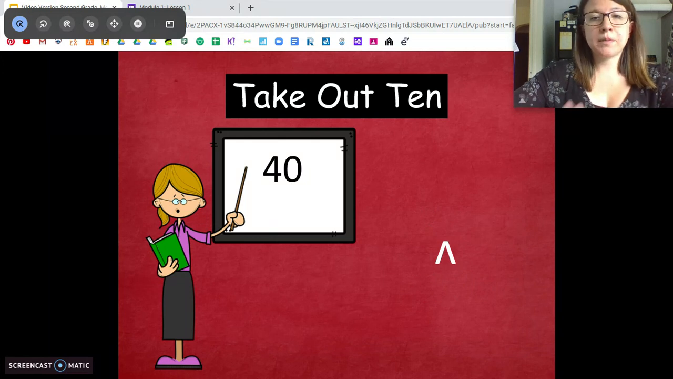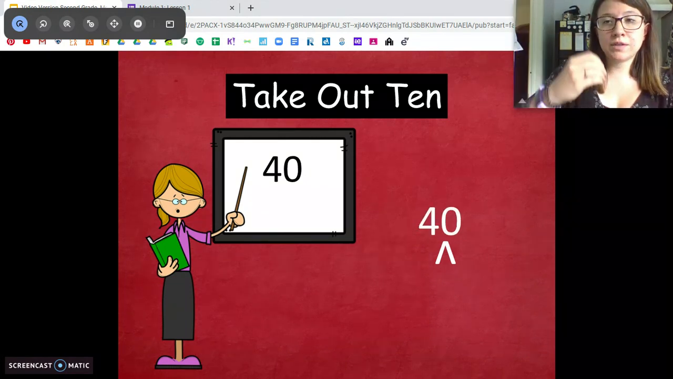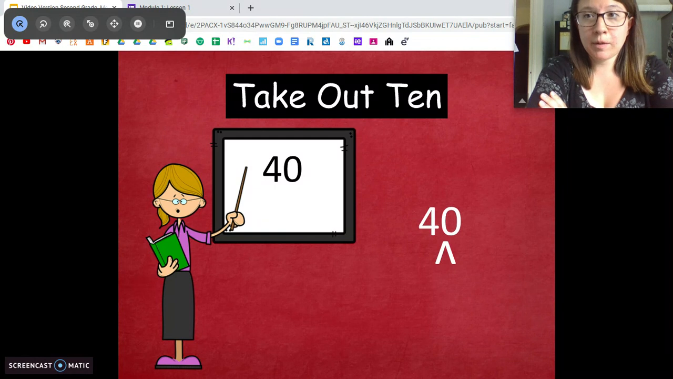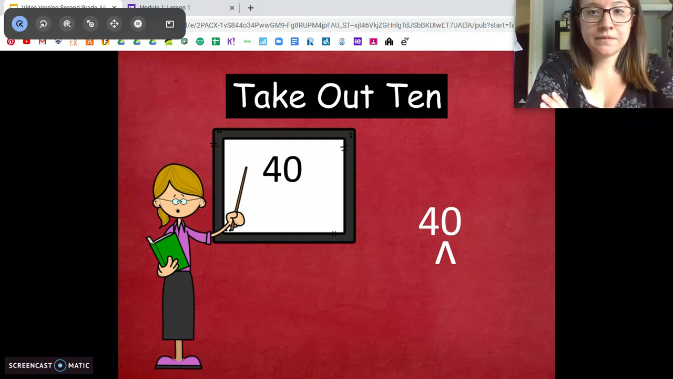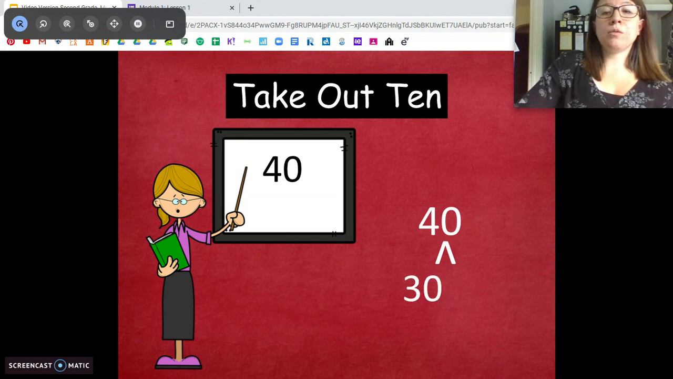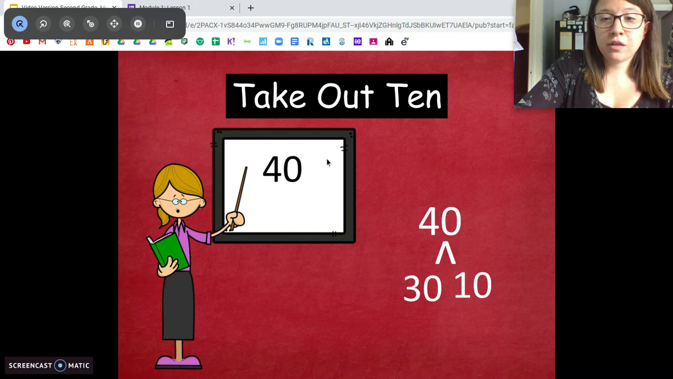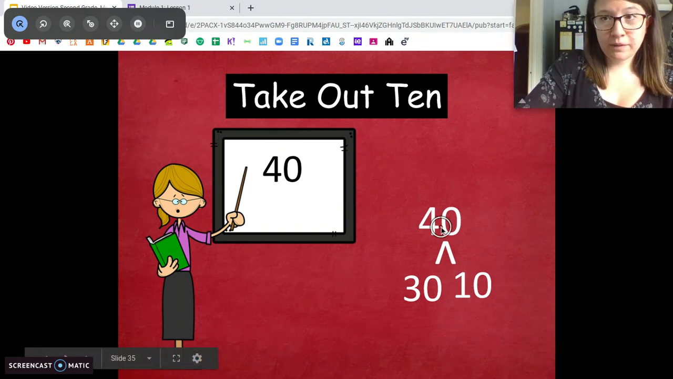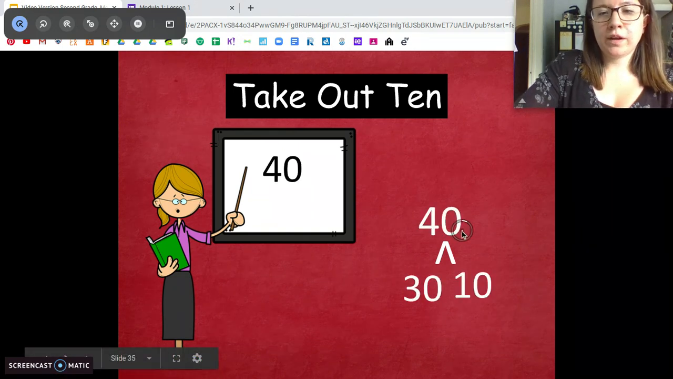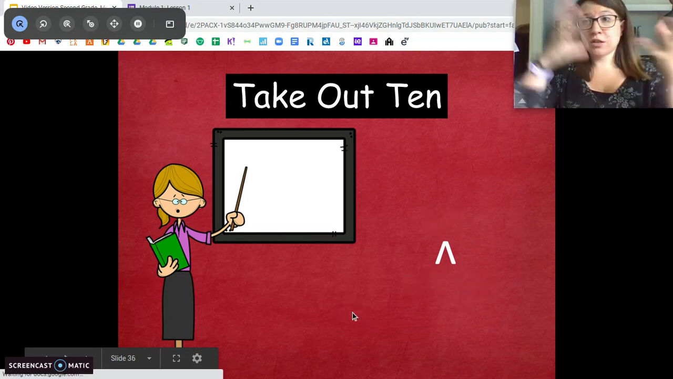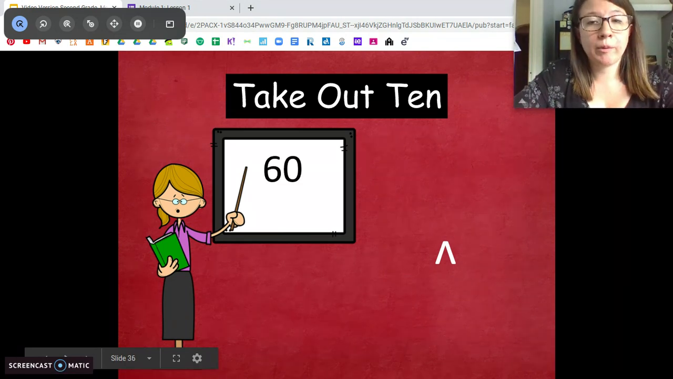All right, next number bond. 40 is your whole. Take out 10. Pause the video. Finish the number bond. Ready? We're going to take out 10. 30 is our other part in our number bond there. 30 plus 10 equals 40. Or 40 minus 10 equals 30. Again, number bonds, we can manipulate them, move them around however we want.